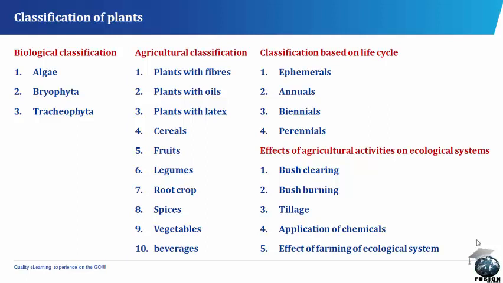Number 9. Vegetables. Examples are fluted pumpkins, tomatoes, lettuce, and amaranthus. 10. Beverages. Examples are coffee, cola nuts, cocoa, and cane sugar.